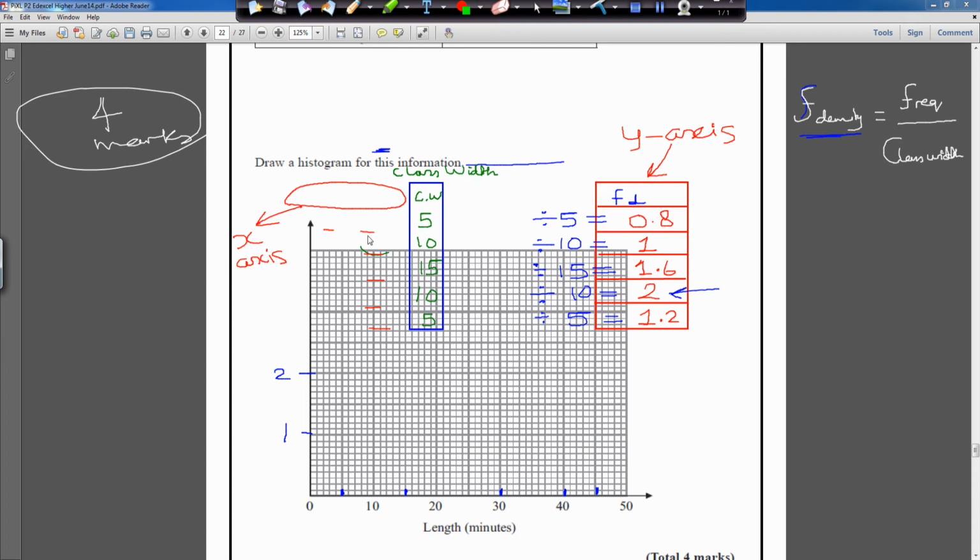The first range, we have to go up to a height of 0.8. So 0.8 is here. So 0 to 5 up to a height of 0.8, done. That's the first one done. The next one will be from 5 to 15 with a height of 1. So there's that marker there, 5 to 15 has a height of 1, which is here.